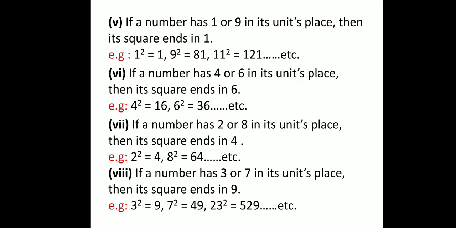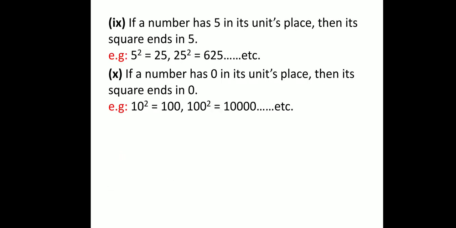So the properties, fifth one is, if a number has 1 or 9 in its unit place, then its square ends in 1. If a number has 4 or 6 in its unit place, then its square ends in 6. If a number has 2 or 8 in its unit place, then its square ends in 4. If a number has 3 or 7 in its unit place, then its square ends in 9.